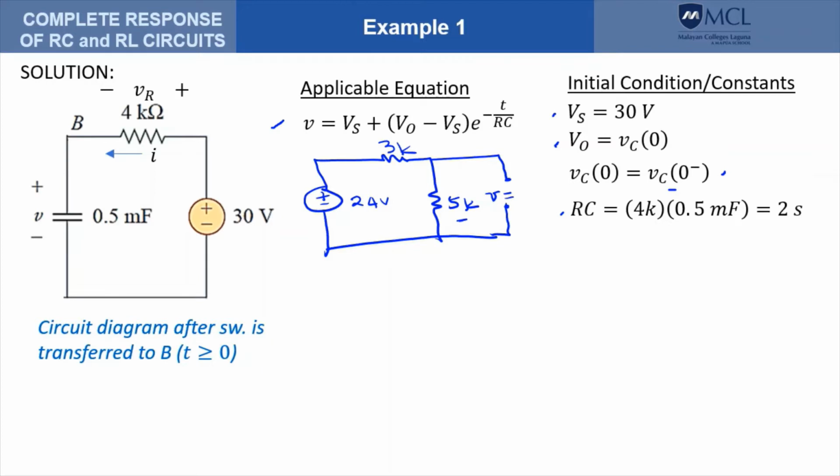So let me write it here. So V is 24 times 5 over 5 plus 3, okay? So this should give you 15 volts. So this one should be 15 volts.